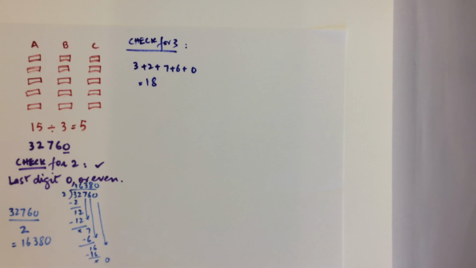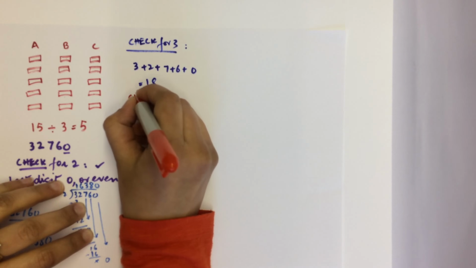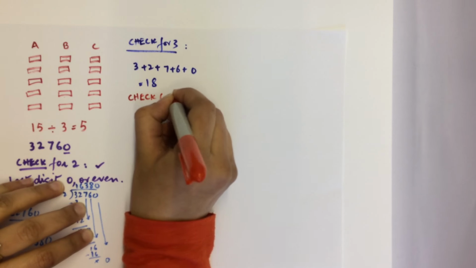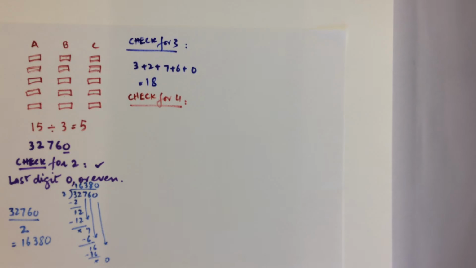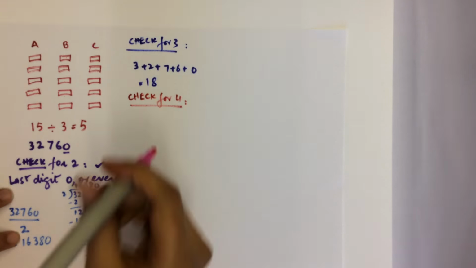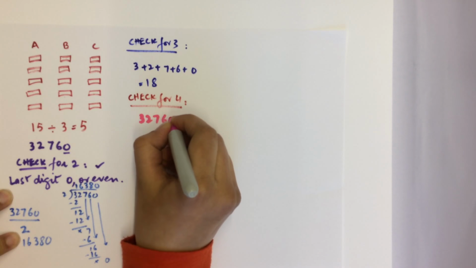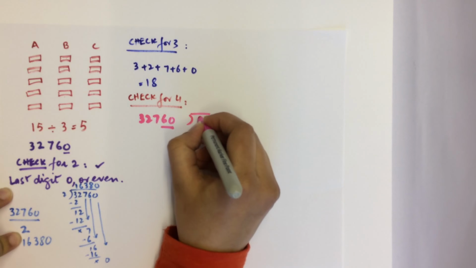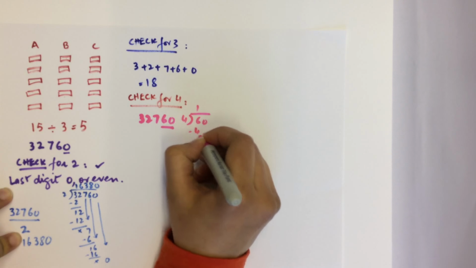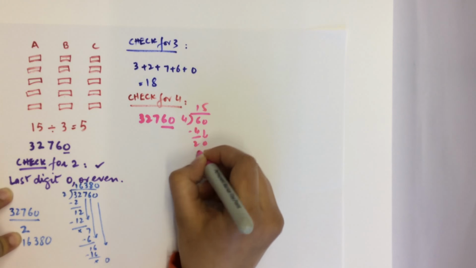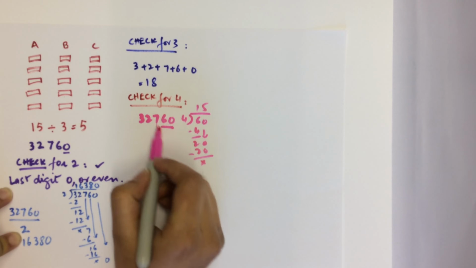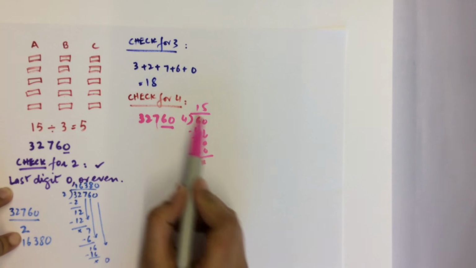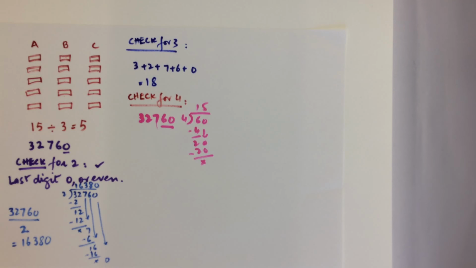Check for 4. The check for 4 says if the last 2 digits of the number, which is 32760, are divisible by 4, then the entire number is divisible. I'll quickly divide 60 by 4. 4 times 1 is 4, 4 times 5 is 20. The last 2 digits are divisible by 4, hence the entire number 32,760 is divisible by 4. You quickly divide it and please tally.